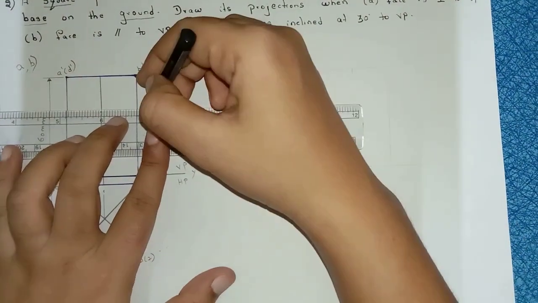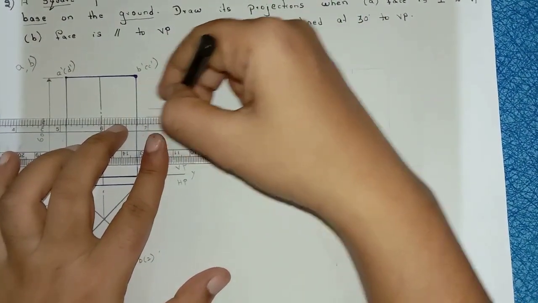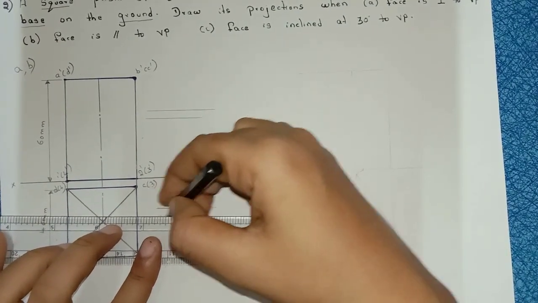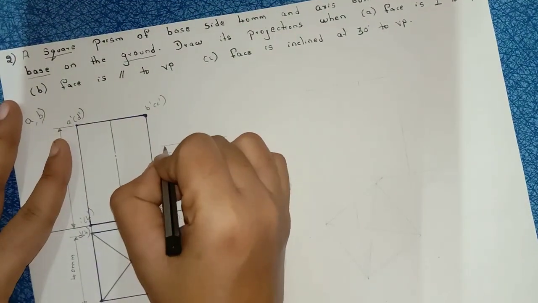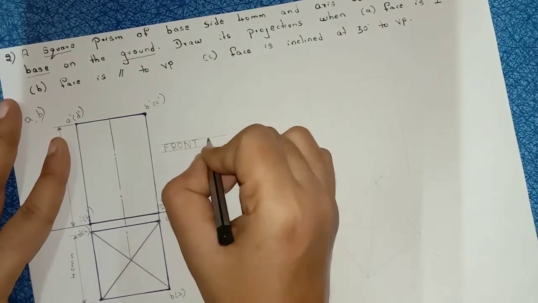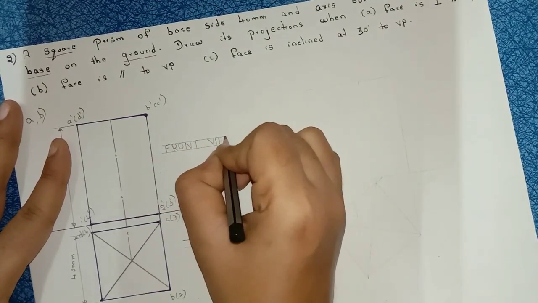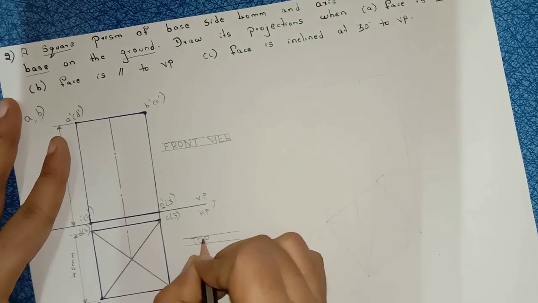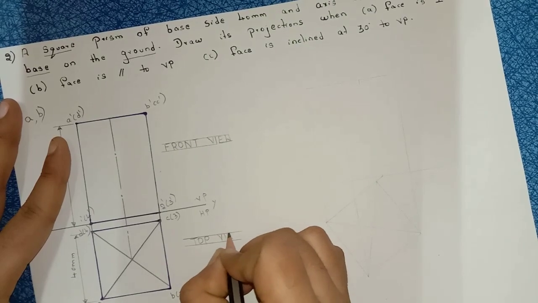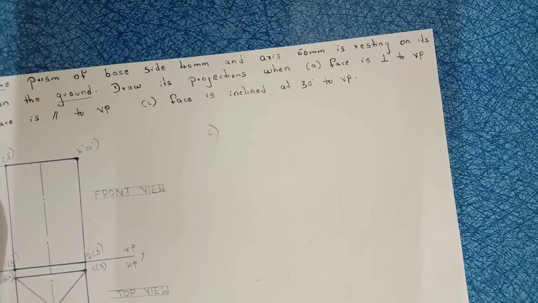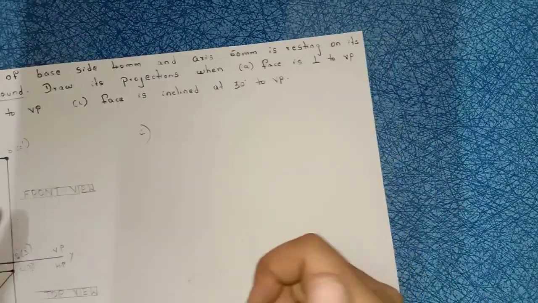Right? So after completion of your problem, take height 5 mm, right? And you have to write above the reference line front view, below the reference line top view. Right? All problems are the same only. The important thing is you have to read the question properly here. Right? So let us see C bit.